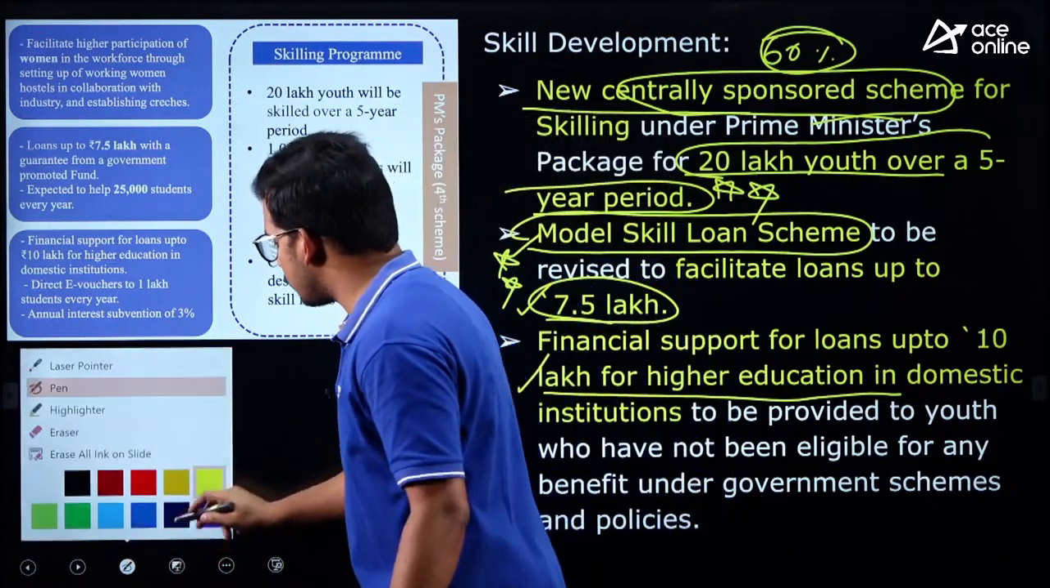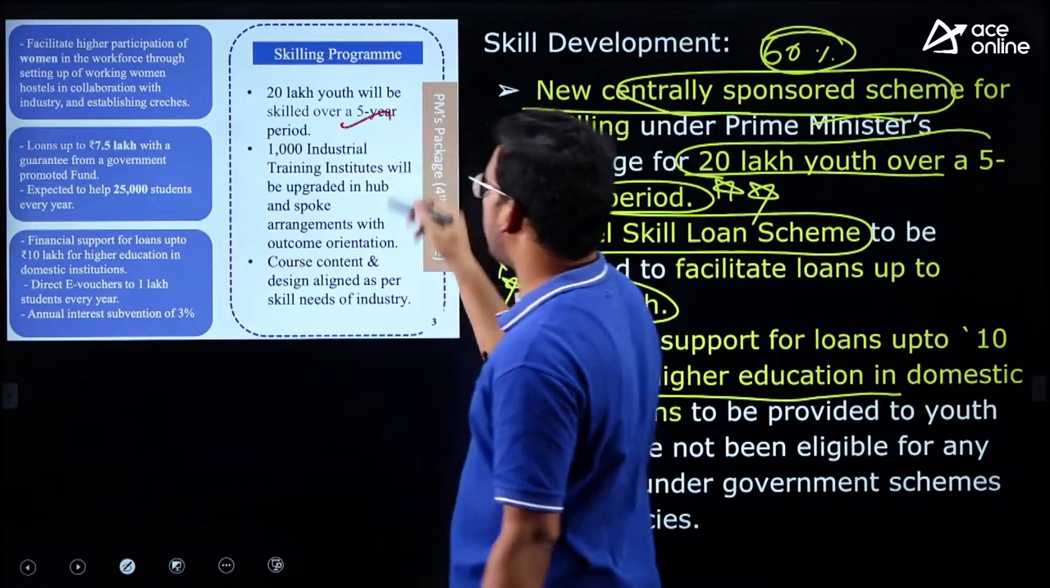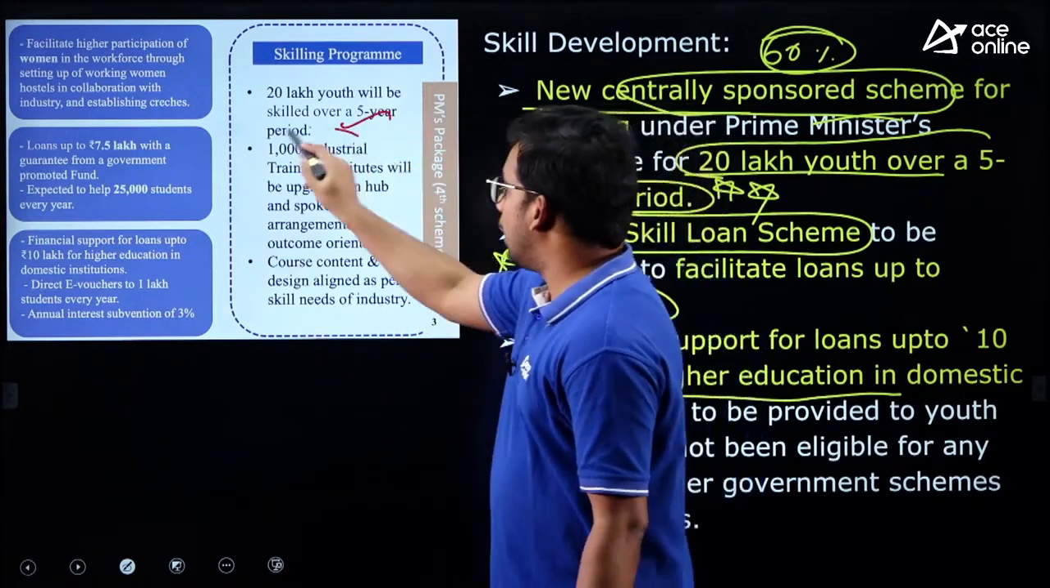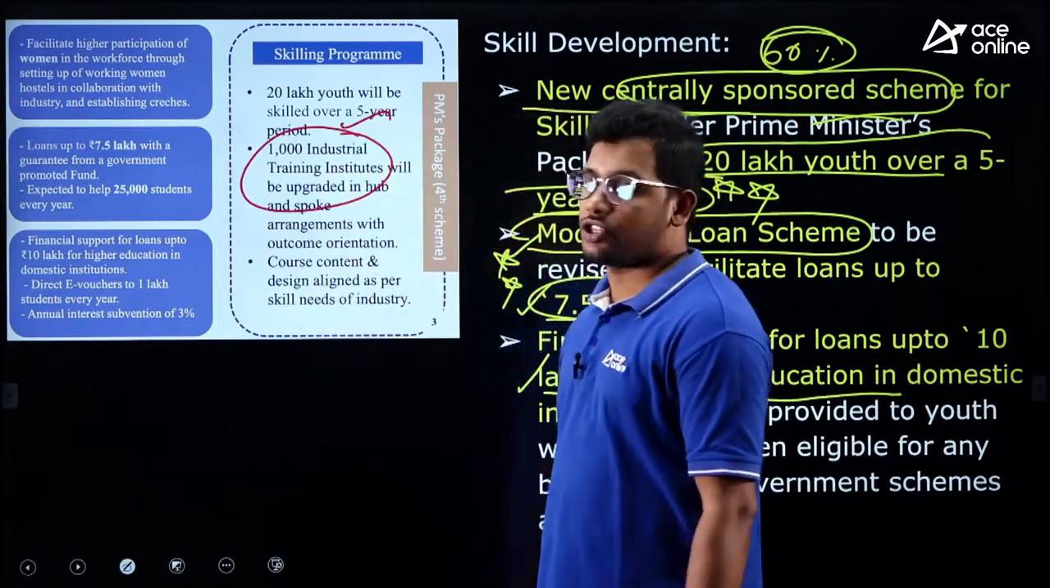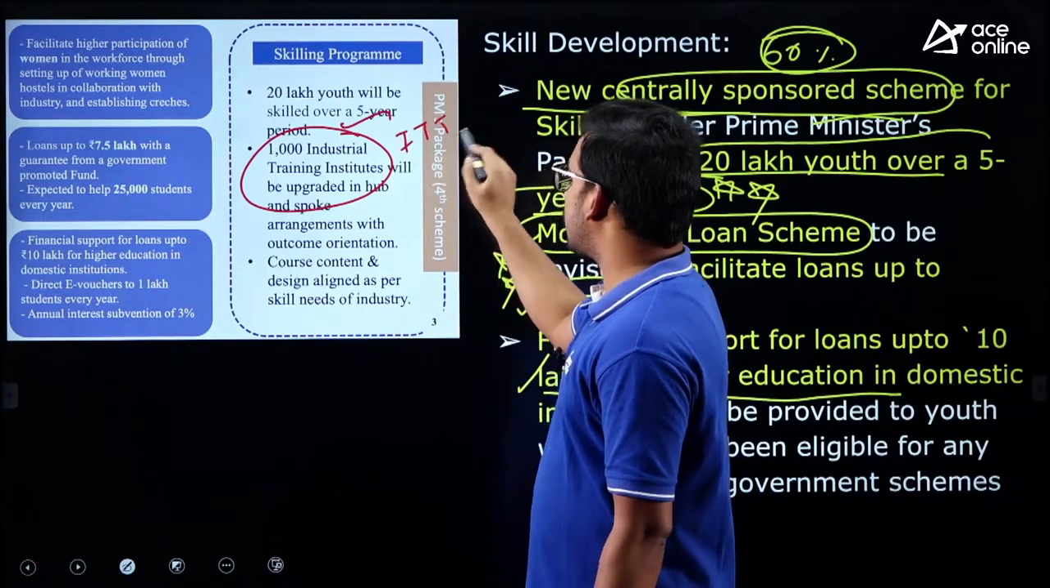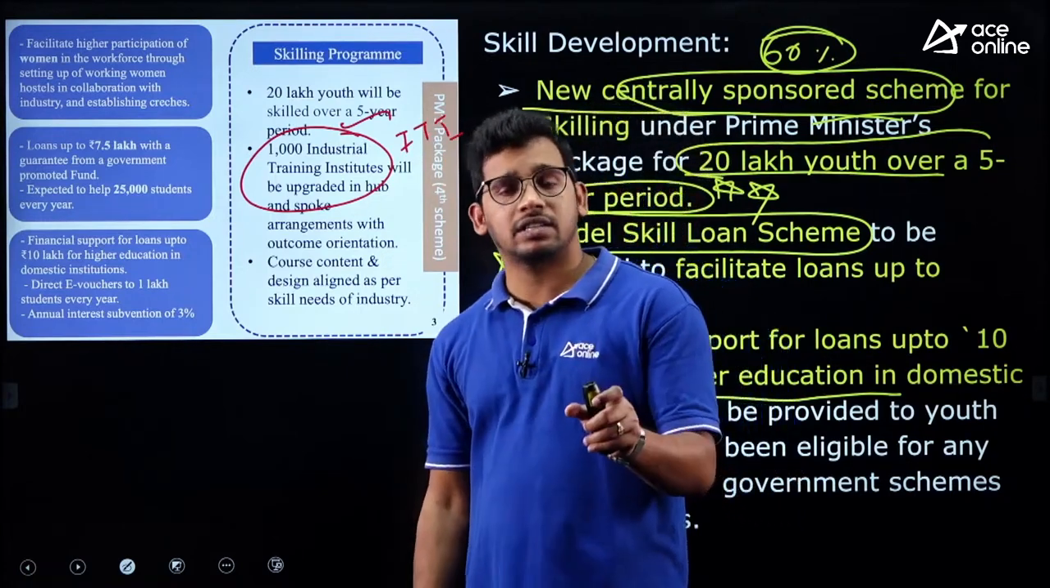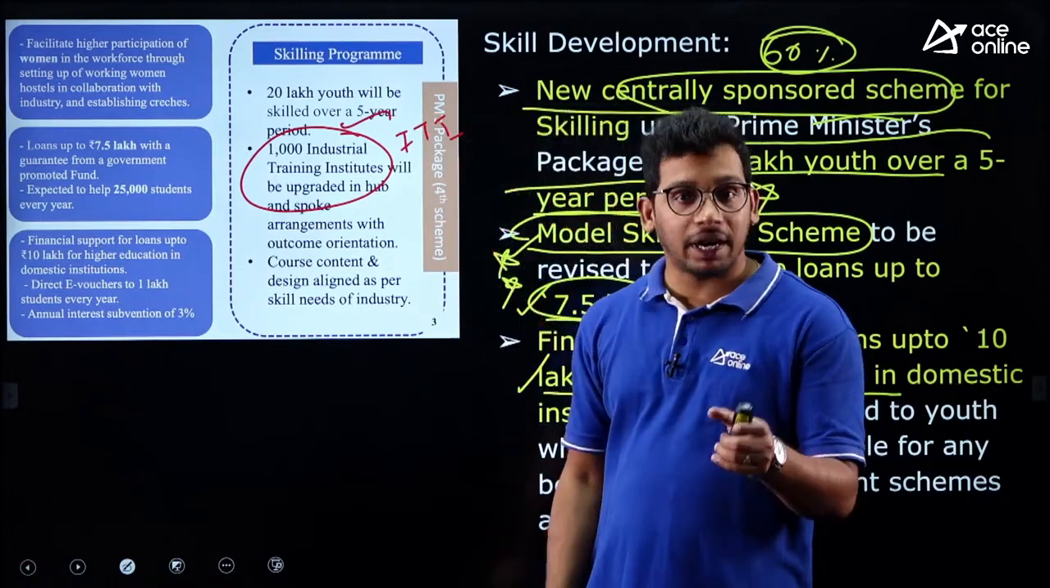So these are a few things, and a few more are there. This we have already seen, the first point. And 1000 industrial training institutes, ITIs, are the ones which give skills, right: small trainings, apprenticeship and all.